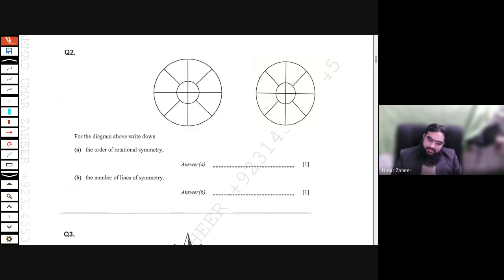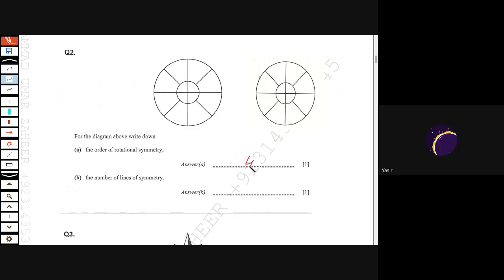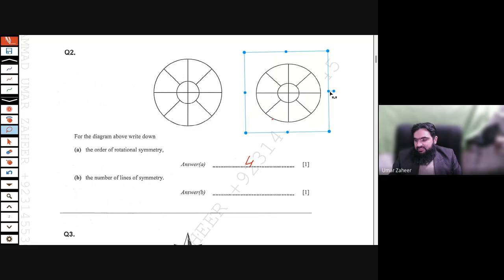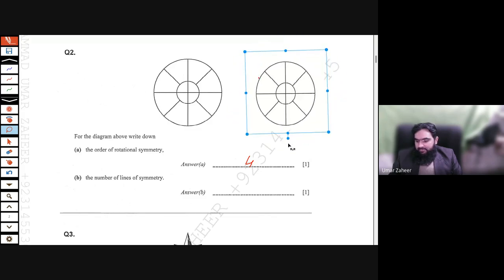Yes, sir. Four. There is a 4. Without rotating, you can't answer it, because most of the time you are going to give the wrong answer. So 1, it is going to be the same. 2, then 3, and 4. Now we have to say how many lines of symmetry this shape has.